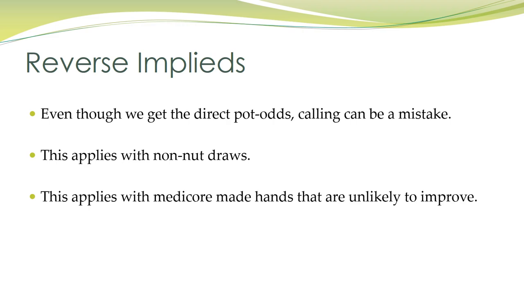Whereas let's say we have something like pocket 8s and there's already overcards out there. This hand can only improve on 2 cards on the next street. It's going to be a hand that's very unlikely to improve. It's a hand where our direct pot odds don't matter too much. We're going to see that demonstrated very shortly.